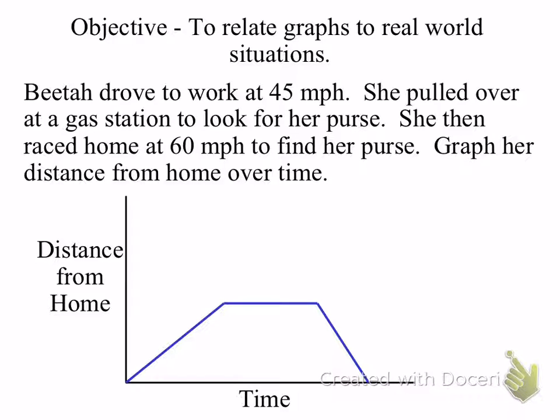So this graph has a special name. Does anybody know what it's called? It's one of those words. Yeah, it could be a function, but we don't know the... Oh. It is a function. It is not discrete. You're close, though. It is continuous. And that's because at every moment that she is traveling, we are graphing every second.